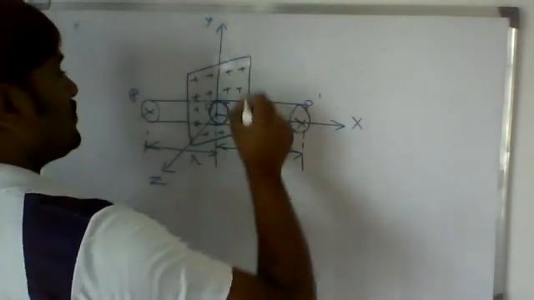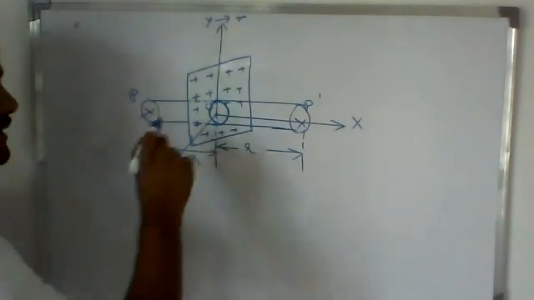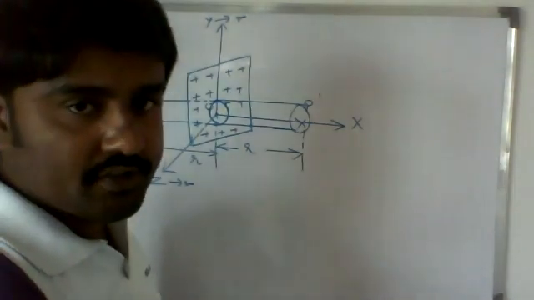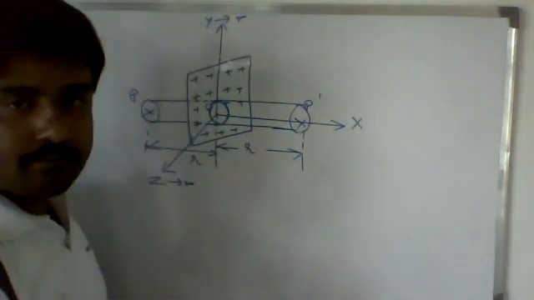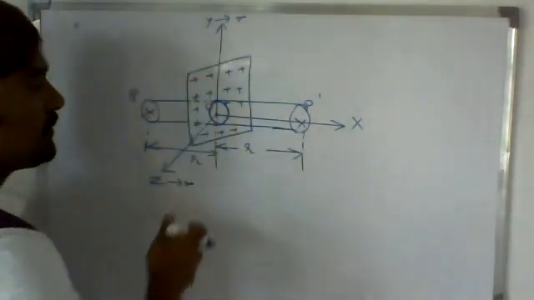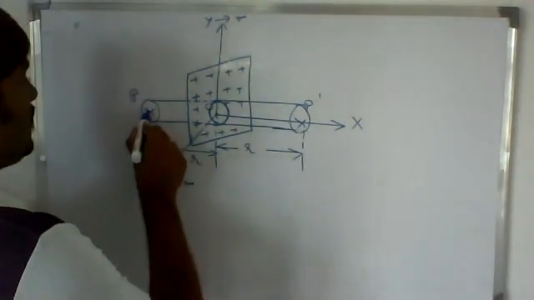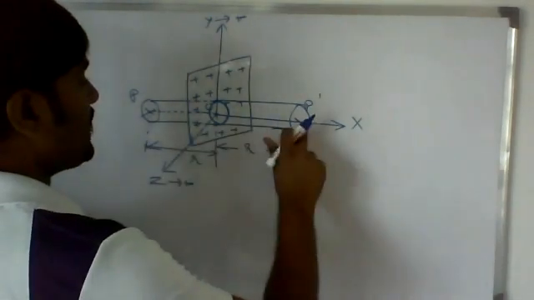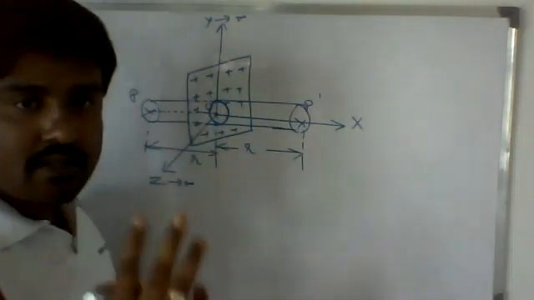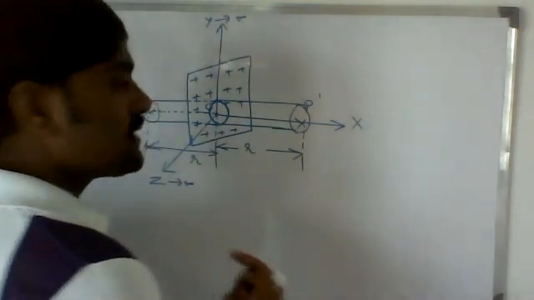So this is a uniformly charged plane sheet. Here y tends to infinity, and z also tends to infinity. This is a uniformly charged infinite plane sheet that is placed in the yz plane. P and P dash are two observation points, equidistant from the plane sheet. So after that, we choose the imaginary Gaussian cylinder, taking P and P dash as its axis. This Gaussian cylinder has three surfaces: a left flat circular surface, a right flat circular surface, and a curved surface.